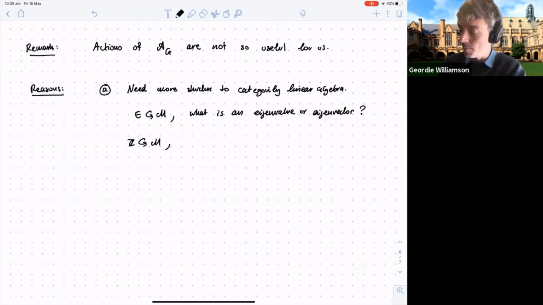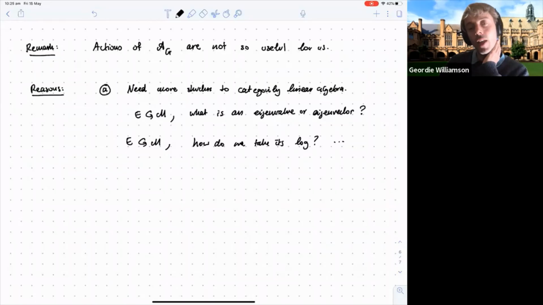And another example is in this example of Z acting on M, a technique that is extremely natural to us if we have, for example, an action of an equivalence of a vector space is to take its log. So if we have an action, these kind of questions arise. And there is a theory about, for example, diagonalization of functors, and there's a big theory of eigenobjects, etc. But you need more structure. And I don't think it's entirely clear to us what structure that is.